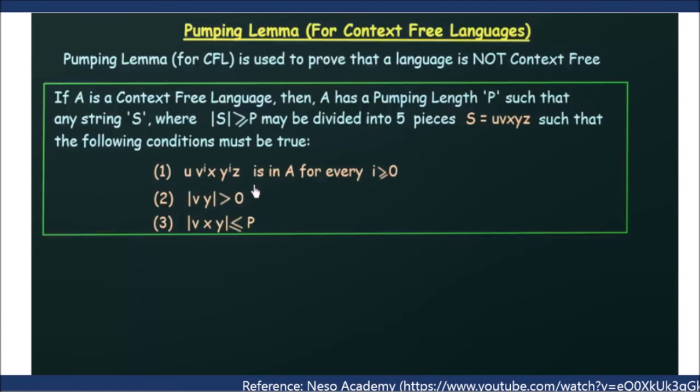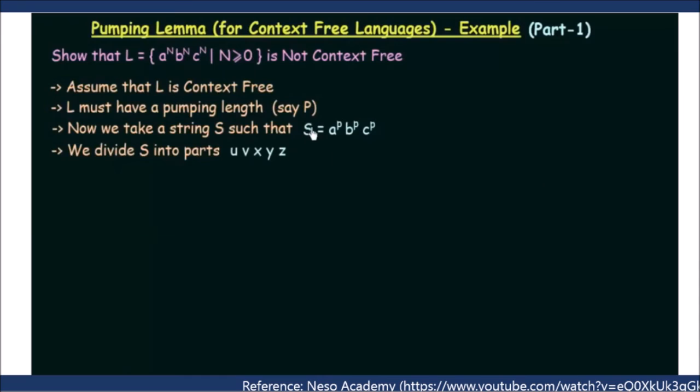So let's go back to our problem. So here we have taken P as our pumping length, and we are going to divide our string S into 5 parts, U, V, X, Y, and Z.